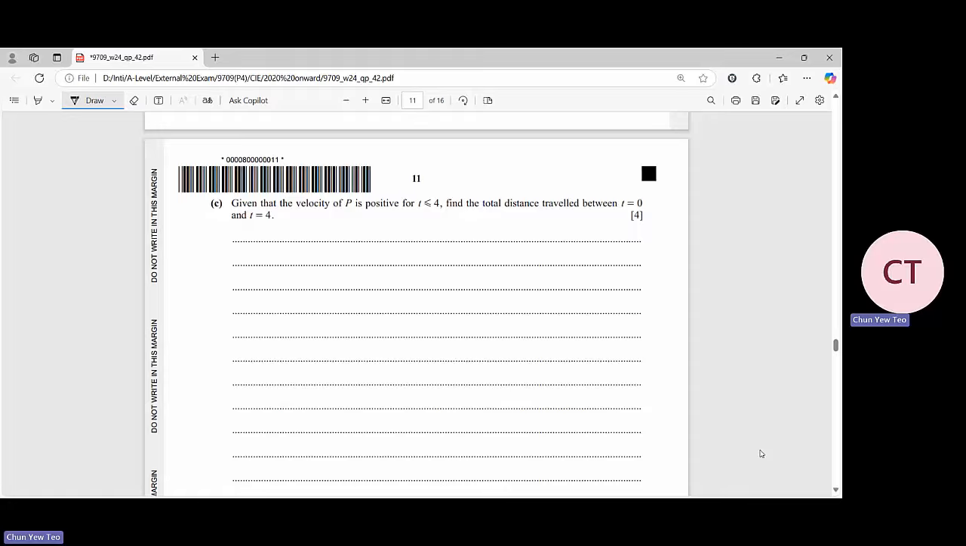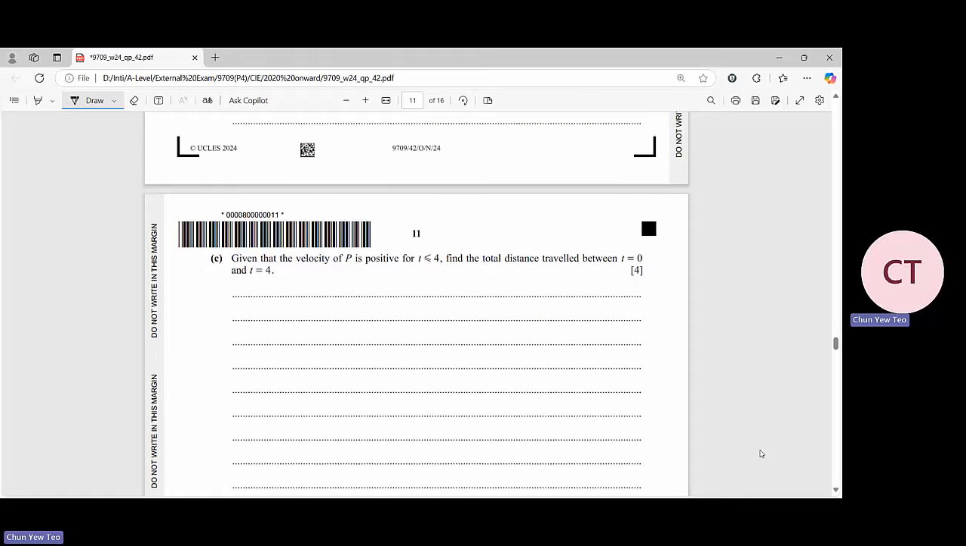In order to do so, what you need to do is say that S is equal to the integral from 0 to 4 of v dt. But across 0 to 4, you have 0 to 1, where we have the v1.